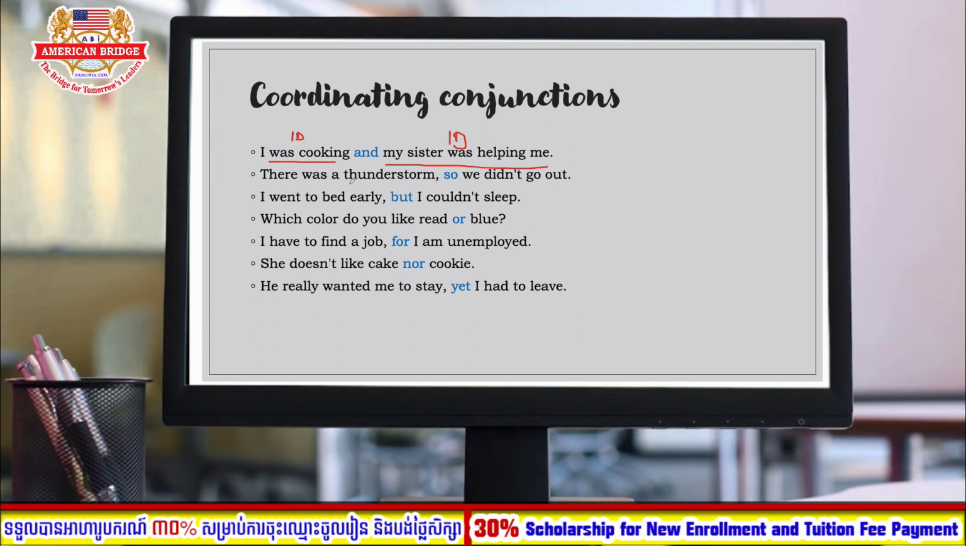Another example, there was a thunderstorm, so we didn't go out. All right, we didn't go out. Yeah, it is an independent clause. It can stand alone on itself. And there was a thunderstorm is also an independent clause. So look at this example. The conjunction, which is coordinating conjunction, links two independent clauses together.